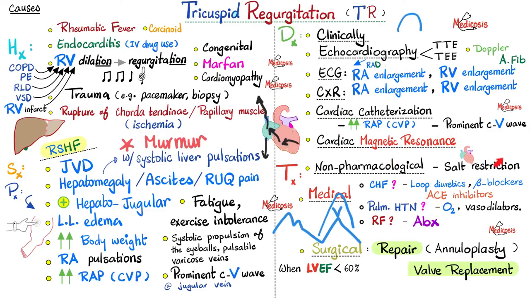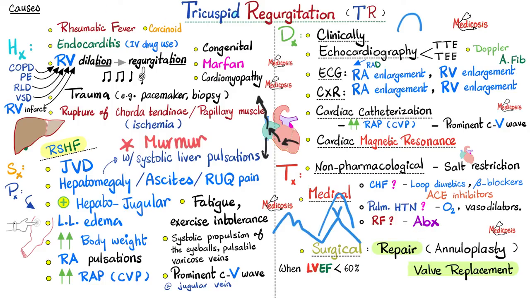Non-pharmacological therapy: salt restriction. And then medical. If we have signs of right-sided heart failure, give loop diuretics. Beta blockers can help as well. If we have pulmonary hypertension as a cause of tricuspid regurgitation, give oxygen and vasodilators. And if there is rheumatic fever, antibiotics.